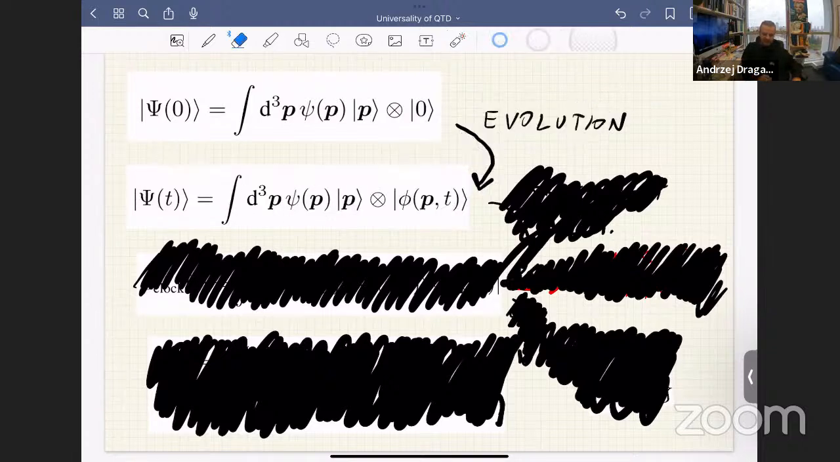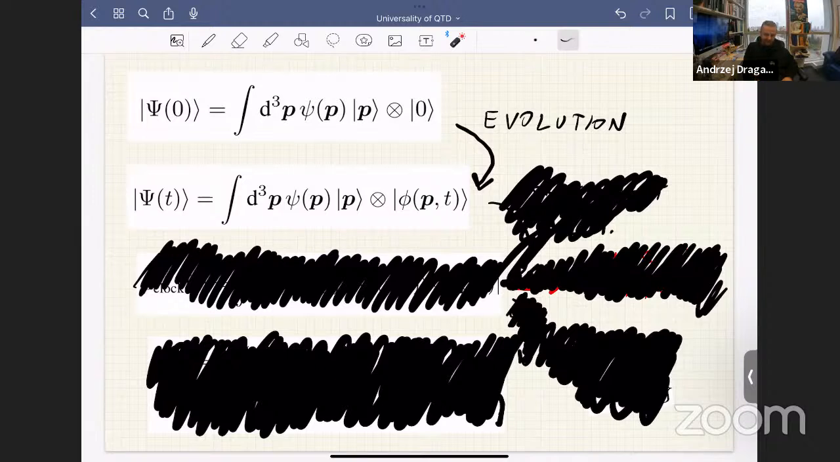Then we evolve the state. And the evolution of the state, essentially what it does is it will make the clock age. It will introduce some time delay into the clock, but the time delay will depend on the momentum, because different momenta will be responsible for different time dilations, and therefore the reading of the clock will depend on the momentum. And in general, there will be some sort of entanglement created between these two degrees of freedom.